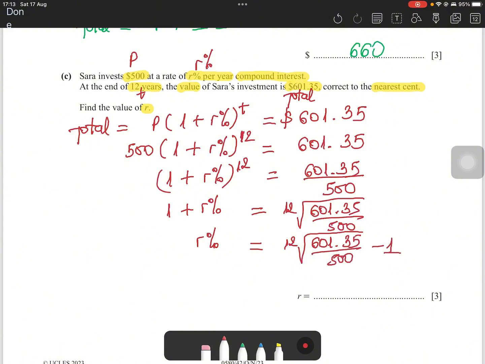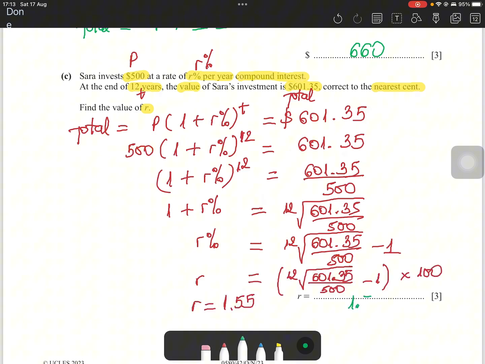And finally, R% means R over 100. So to find the value of R, we need to multiply both sides by 100. So 601.35 over 500 minus 1. Then we multiply by 100. So R is equal to 1.55. So 1.55 is the final answer.